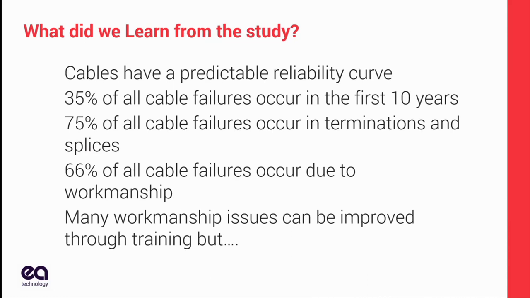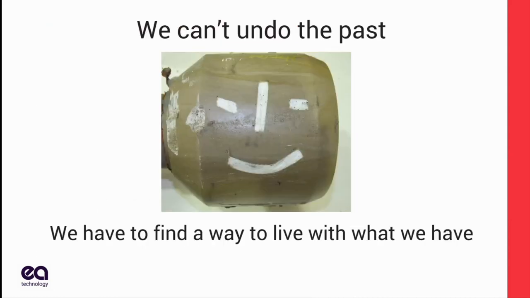Many workmanship issues can be improved through training, but you can't fix everything. Here's a picture from one of our failure investigations. The joiner did not know what to do with the white tape. So he found something to do with it, probably not the best use of that tape, and that joint failed, not surprisingly. But that's out there. We've got those things out there.